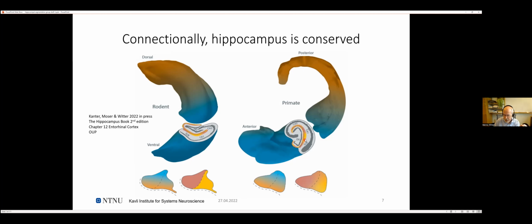So this figure, if you want to take a look at it, will be published very soon in a book. It should be ready at SFN later this year, although it depends on Oxford University Press and the editors whether we'll keep the timeline. But this figure is a summary figure that I put in a chapter that we wrote on entorhinal cortex.